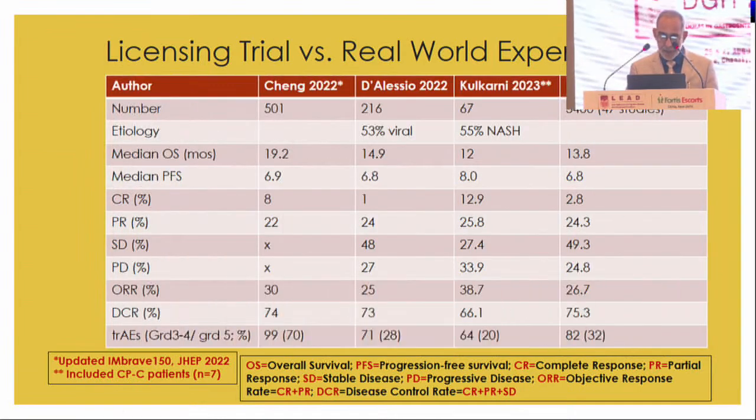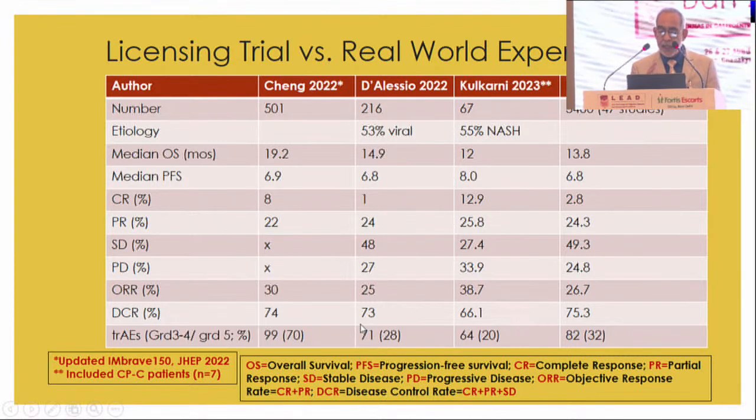Comparison of these licensing and real-world trials really shows that, in fact, Anand has also done, along with the other members of the group, a multinational study, a systematic review and meta-analysis of over 5,000 patients from 47 published studies of real-world experience. These, as well as the smaller Indian and North American and European experience, show roughly similar results, with a disease control rate of about 73 to 75%.